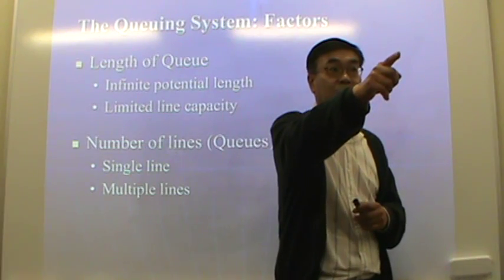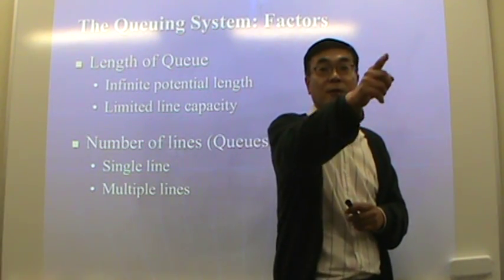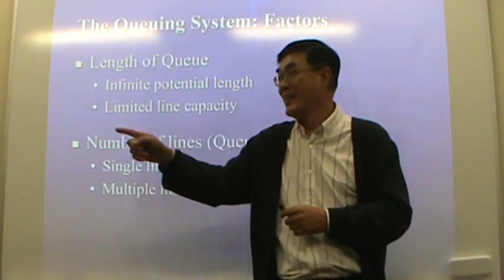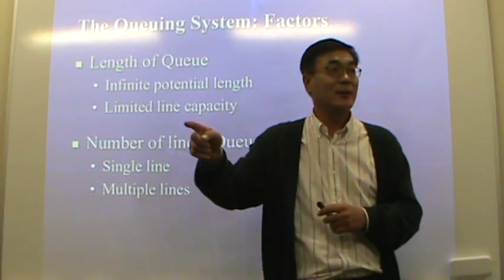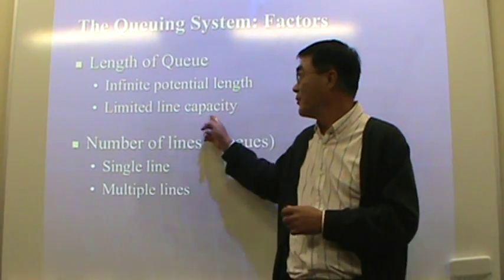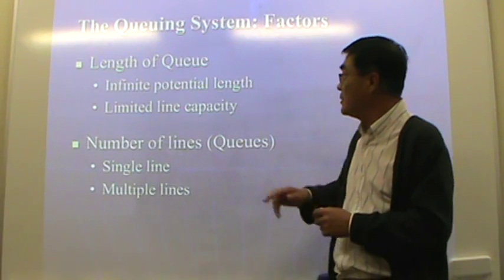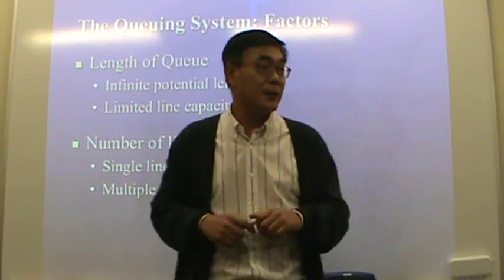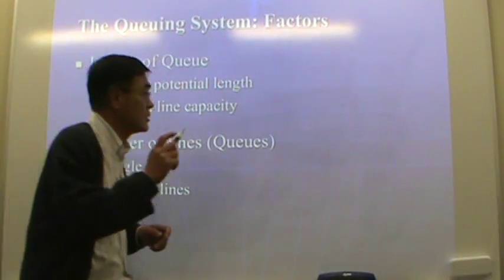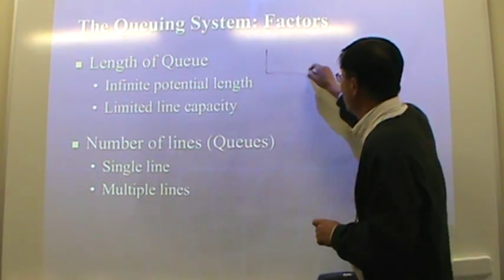The waiting line goes around, like infinite. But sometimes limited line capacity. This case, traffic system.